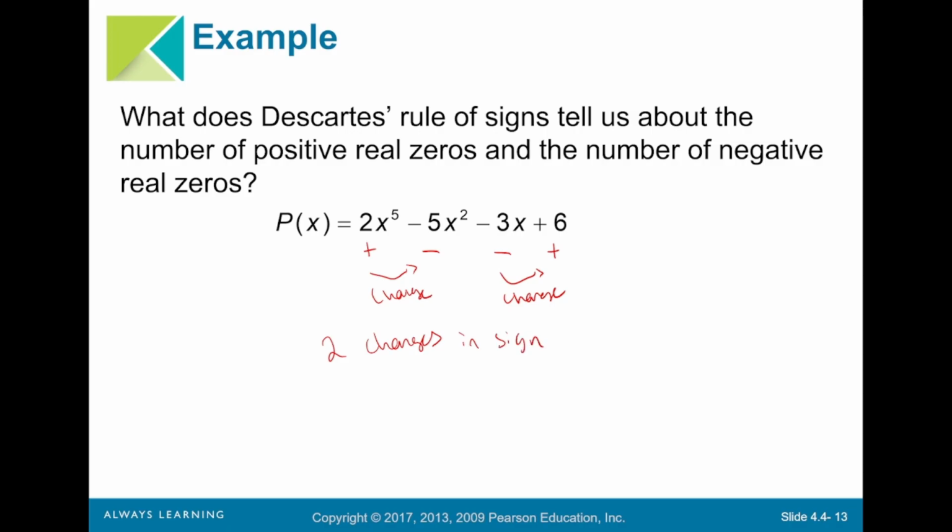So that means that the number of positive real zeros is 2, or it could be 0, because we're going to take 2 and subtract 2 off of it to get 0. Okay, so we got 2 as our number of sign changes. We count down by 2 till we hit 0.